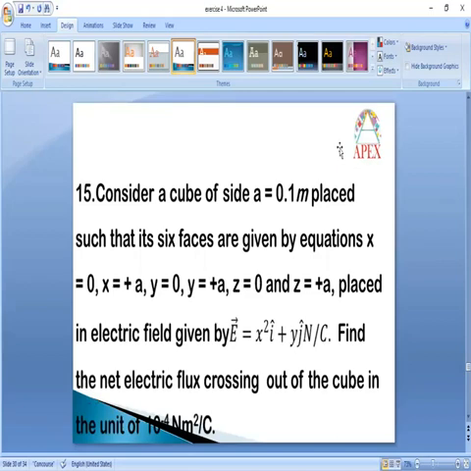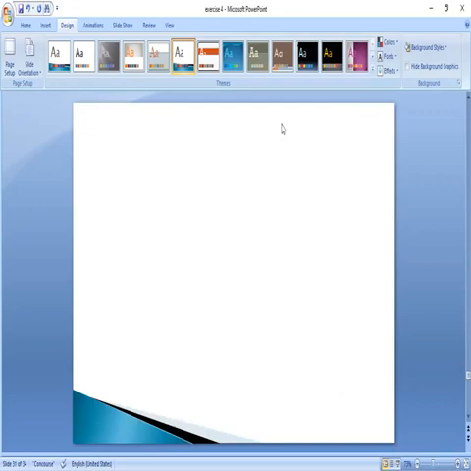Now, question number 15. Consider a cube of side A equal to 0.1 meter. Place it such that its 6 faces are given by the equations x equal to 0, x equal to A, y equal to 0, y equal to A, z equal to 0, z equal to A, placed in an electric field given by E equal to x square i cap plus y j cap Newton per Coulomb. Find the net electric flux crossing out of the cube in the unit of 10 power minus 4 Newton meter square per Coulomb.